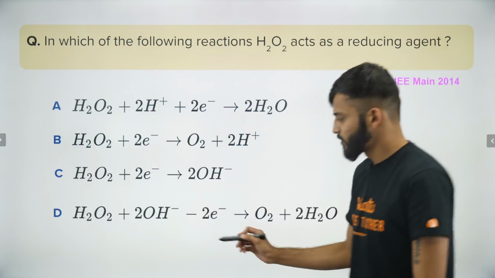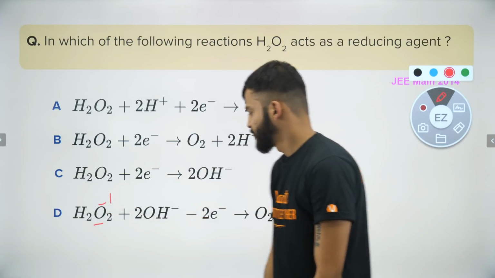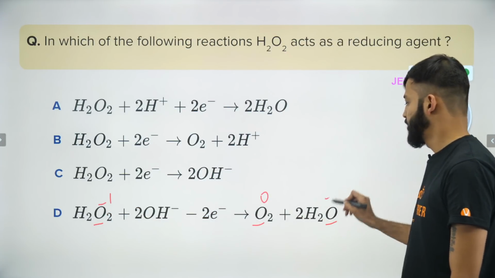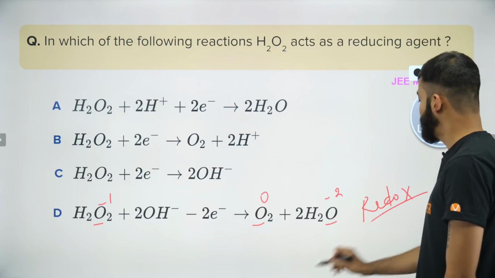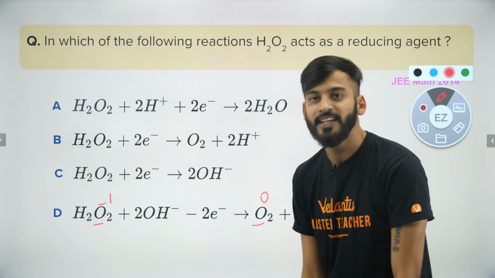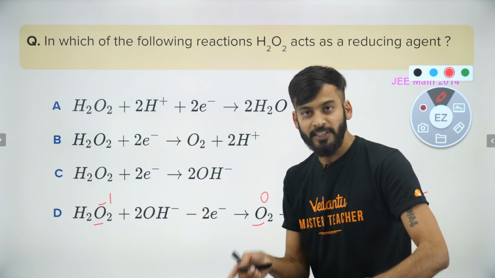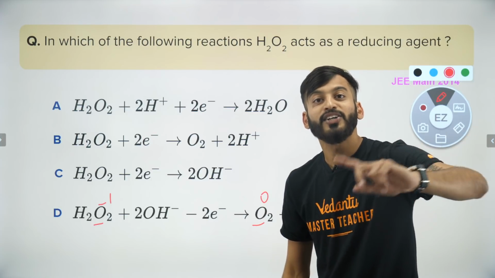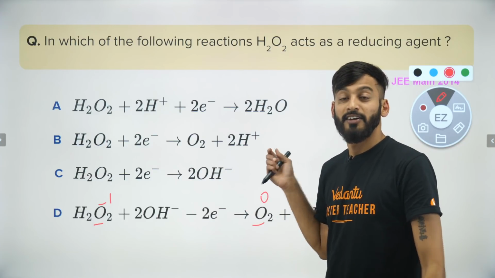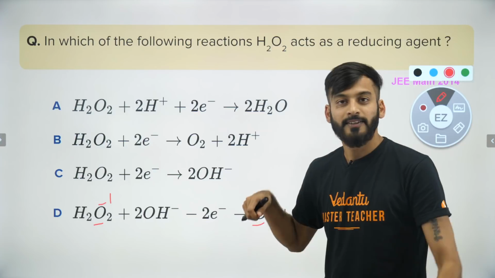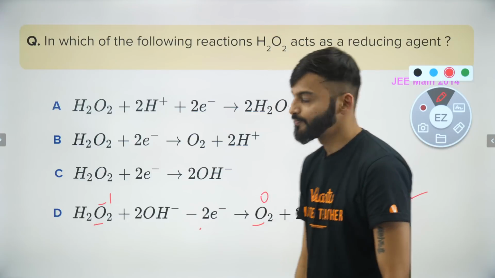So here, someone has asked, I am just repeating once. Check this out. Here it is -1. Here it is 0. Here it is -2. So it is a proper redox reaction, and a reducing agent is always present in a redox reaction. Without a redox reaction, there is no point of a reducing agent. If a reducing agent is present in a redox reaction, there must be an oxidizing agent as well. In the above reaction, it was a simple oxidation reaction. For a reducing agent to be present, there must be a redox reaction. So that's why the answer is D. I hope it is clear.